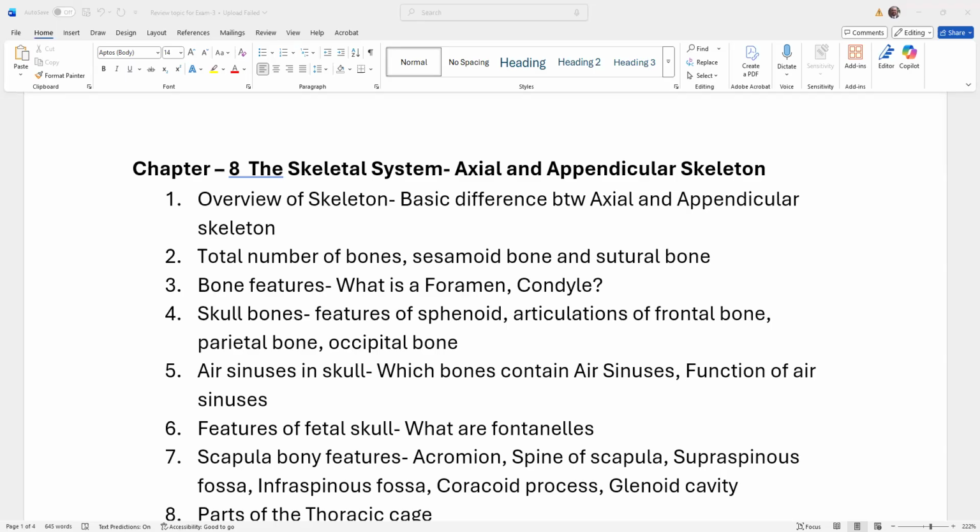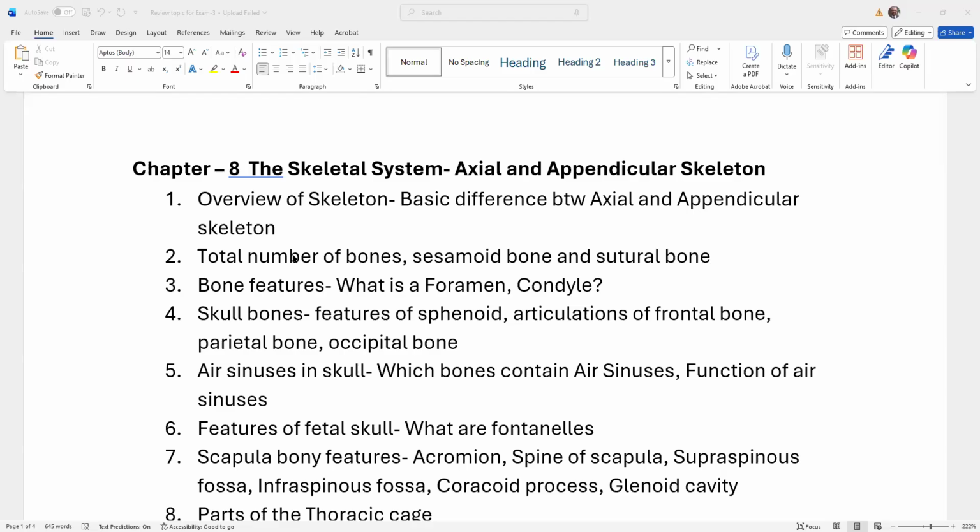Hi, everybody. Today we're going to talk about the review topics in Chapter 8, which is the skeletal system. So in the skeletal system, you're learning about the axial skeleton and the appendicular skeleton. One, you have to know the basic difference between the axial skeleton and the appendicular skeleton. What are the bones which constitute the axial skeleton and the appendicular skeleton, and the basic difference between the two?